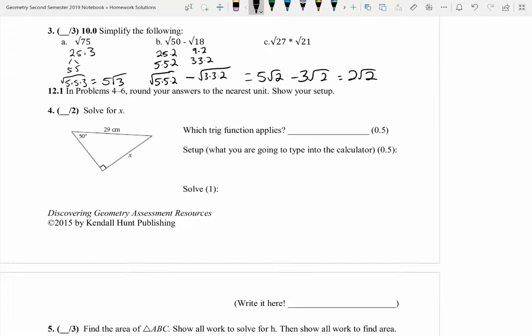And if you have the other version, it should be root 3. 5 root 3 minus 2 root 3 is 3 root 3. If you have version A.